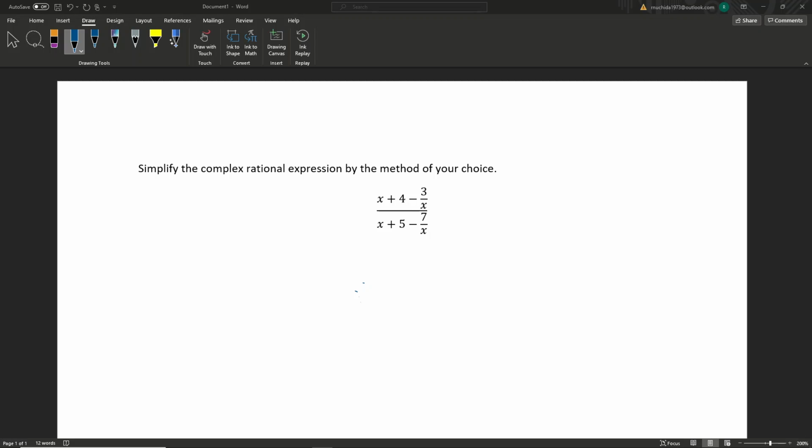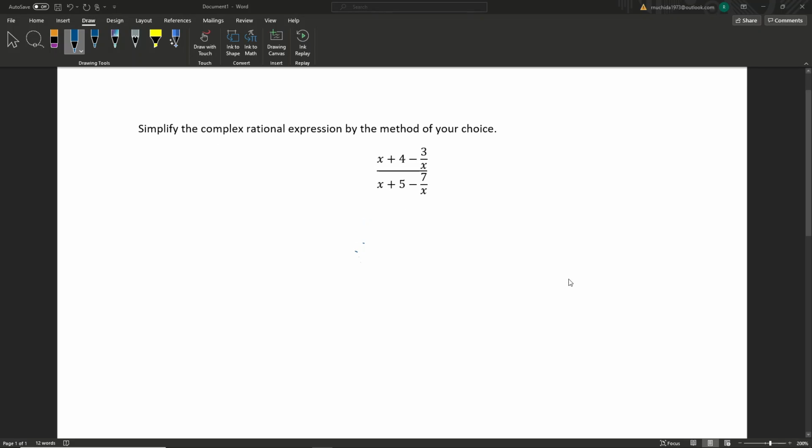For this problem, you're to simplify the complex rational expression by the method of your choice. Now we have the complex expression x plus 4 minus 3 over x, all of that all over x plus 5 minus 7 over x. Now there are two main ways you could do this.